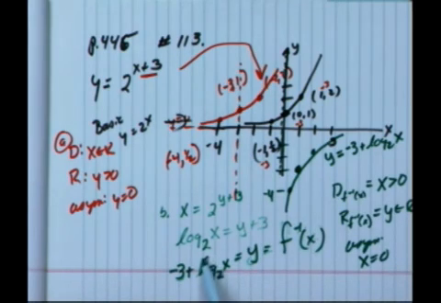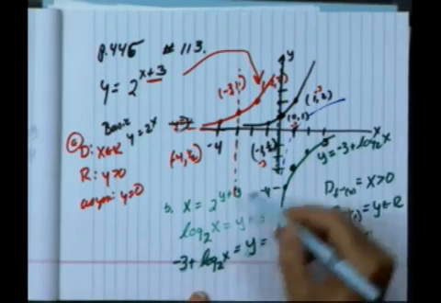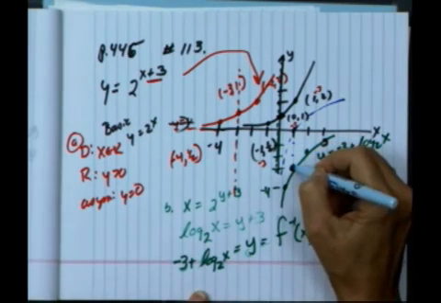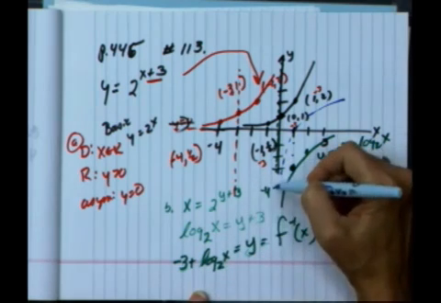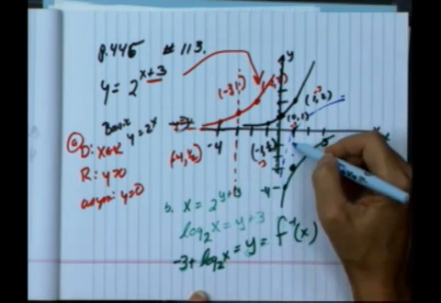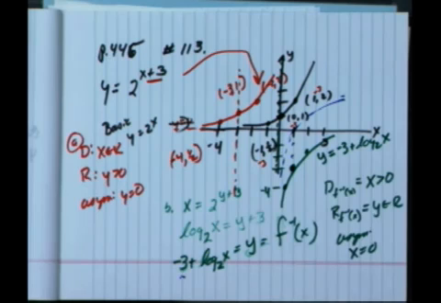Or you could say it is the graph of y equals log to the base 2 of x, which you know would go right through the point 1, 0. And then negative 3 just means you're going to drop everything down 3 units. So you could graph y equals log to the base 2 of x, which is going to look like this, and then drop it 3 units. Is that good, everybody?